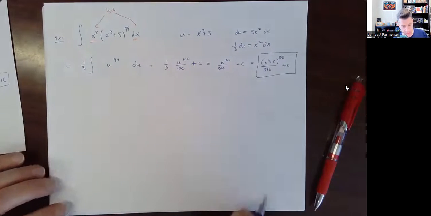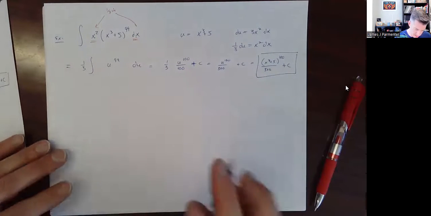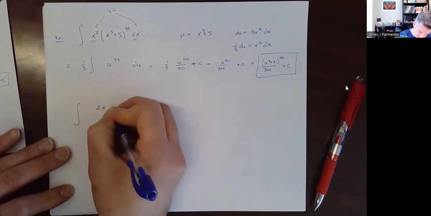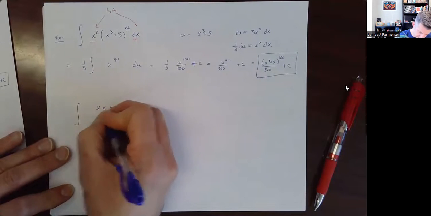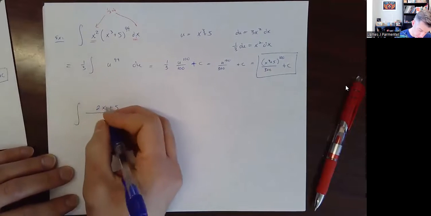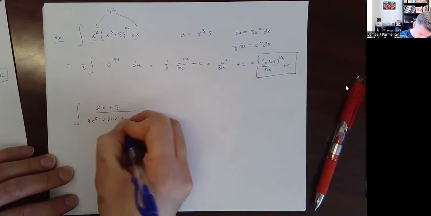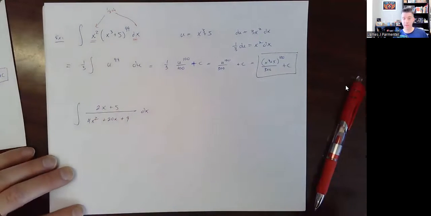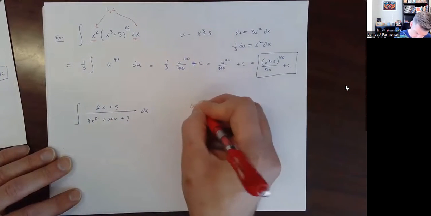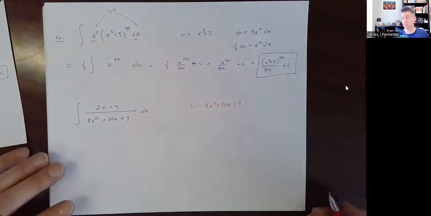Let's do a couple more examples. Sometimes it's a little less obvious. Let's say we have something like the integral of 2x plus 5 over, I'm making this one up on my way, 4x squared plus 20x plus 9. Here it might be a little less obvious, but I'm definitely going to check if I let u equal the denominator. It certainly seems like its derivative could be related to the numerator.